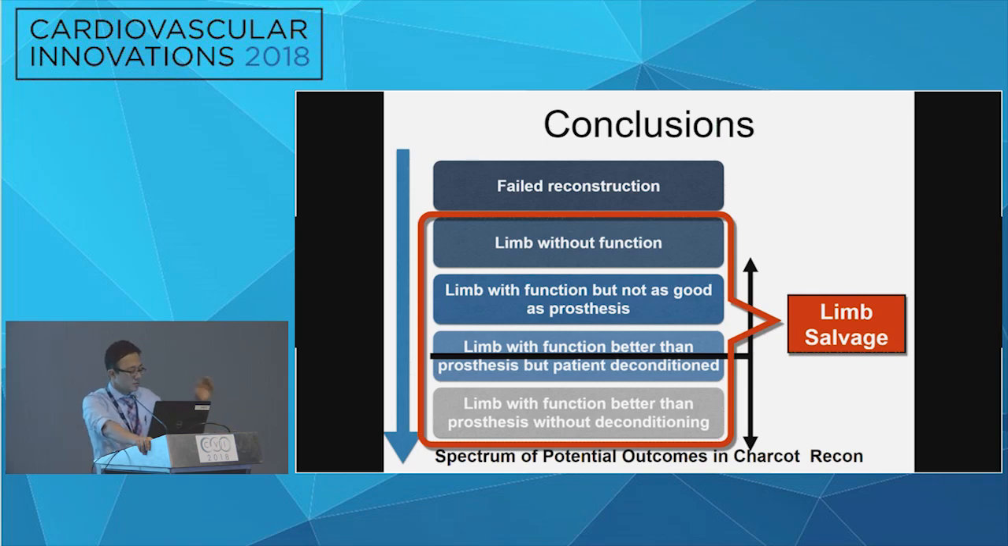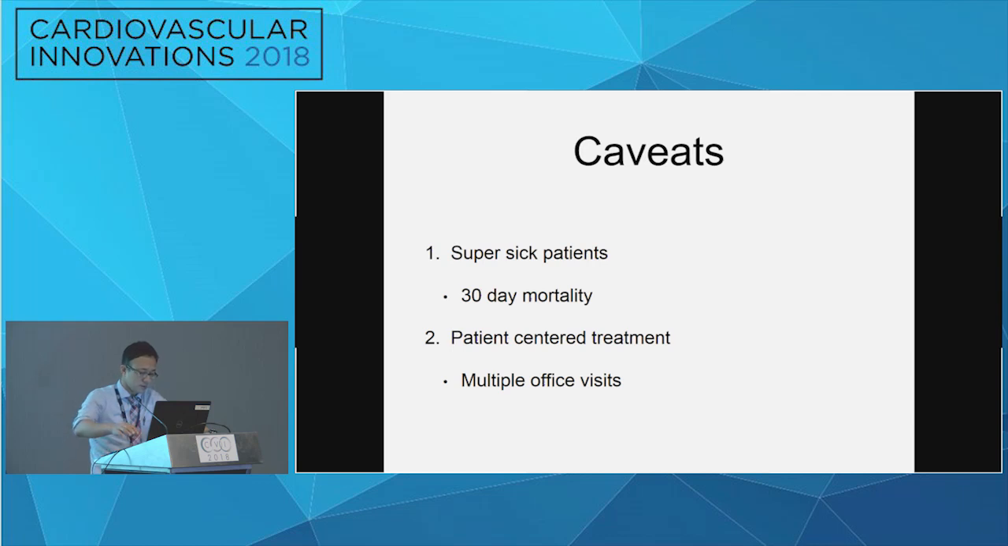But what you consider successful limb salvage, usually I draw the line where you can see the black line there: limb salvage with better function than a prosthesis, but patient deconditioning, and anything above that, I usually advocate for the amputation. Not in the first visit, of course. The number one fear for those patients is amputation, more than death. So you really have to have multiple visits to get to know the patient and his or her family before you introduce the idea of amputation.